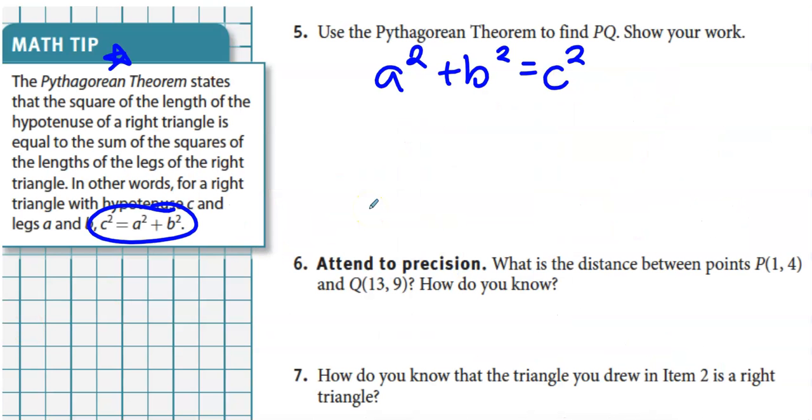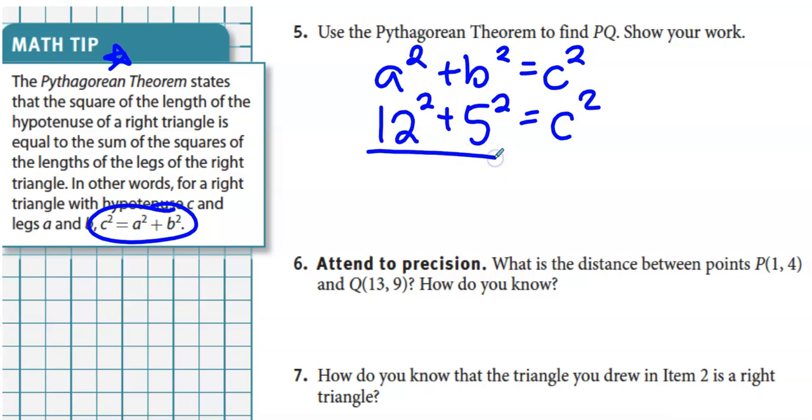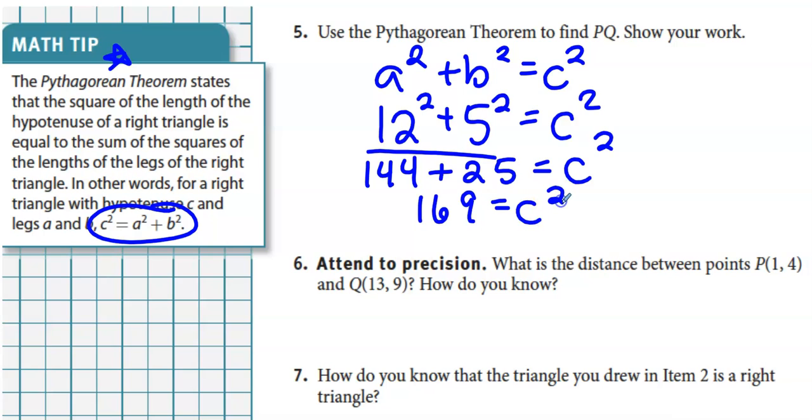So for A, I'm going to put 12. It does not matter which one you put first. So 12 squared plus 5 squared is going to equal C squared. To solve this, you could type this in the calculator just how it is, 12 squared plus 5 squared, or we can break it down and work it out. So 12 squared is 144, 12 times 12. 5 squared, 5 times 5, is 25, is going to equal our C squared. 144 plus 25 is 169, is going to equal our C squared.